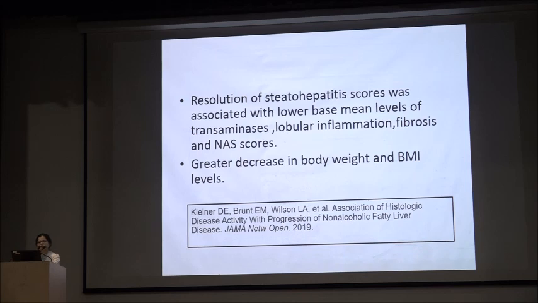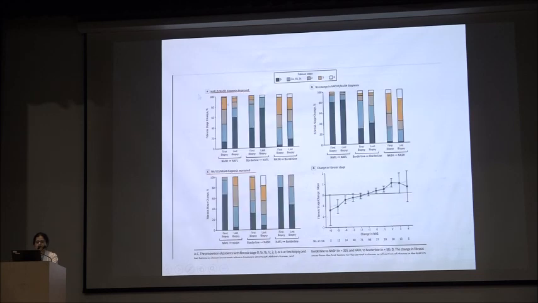This was a major study published in 2019 by the Kleiner group, and they correlated this NAS-CRN score with the progression of non-alcoholic fatty liver disease. As we can see, when the disease status improved, either from NASH to NAFL or borderline to NAFL, there was an improvement in the stage of fibrosis. These darker greens represent score 0 and 1 fibrosis. So definitely there is an improvement in the stage of fibrosis.